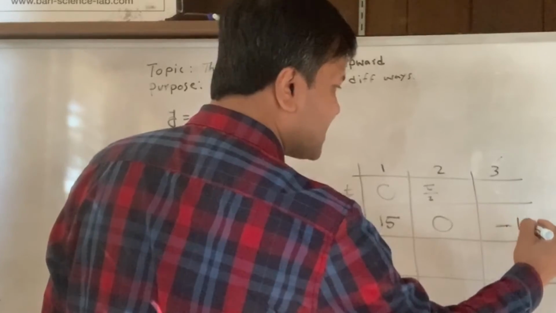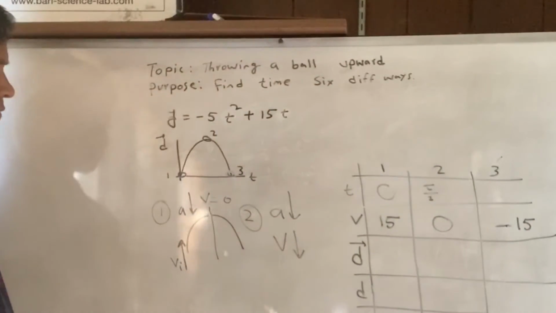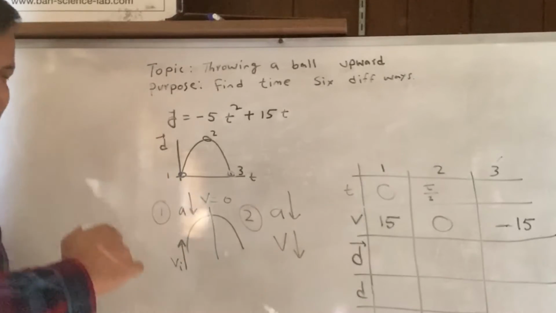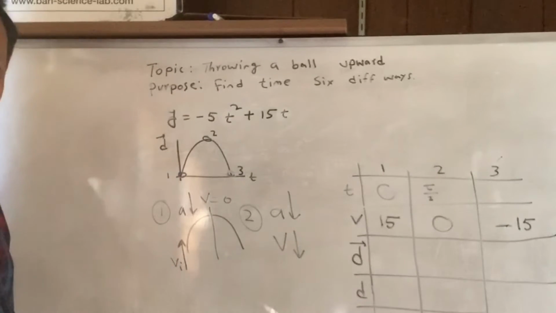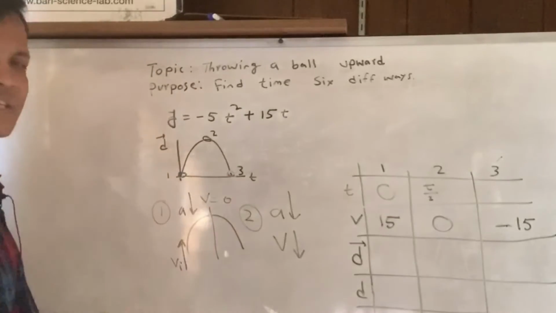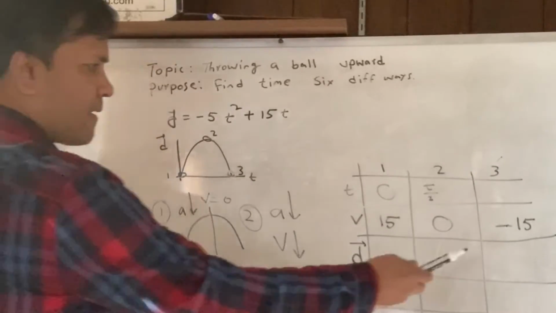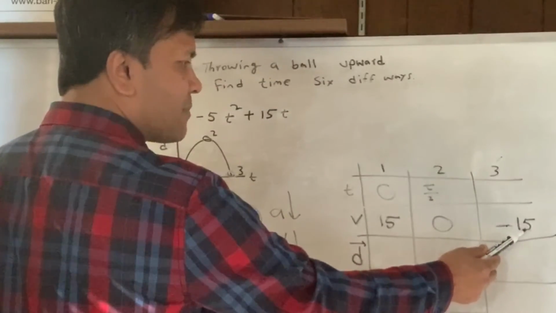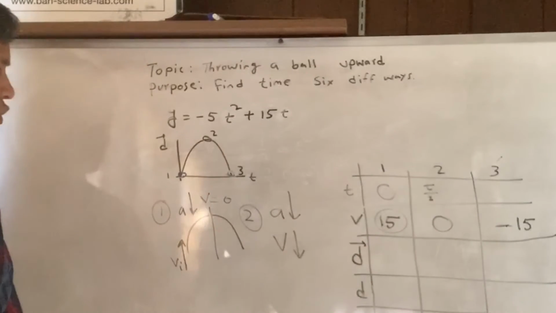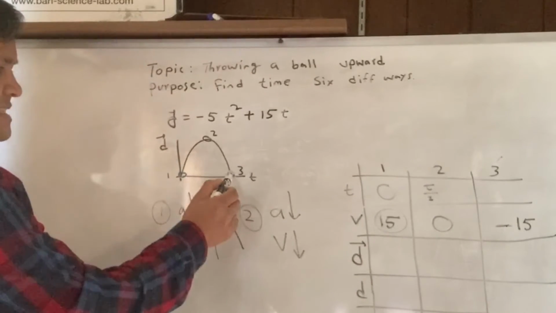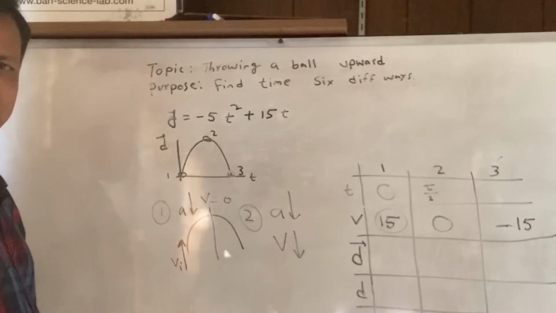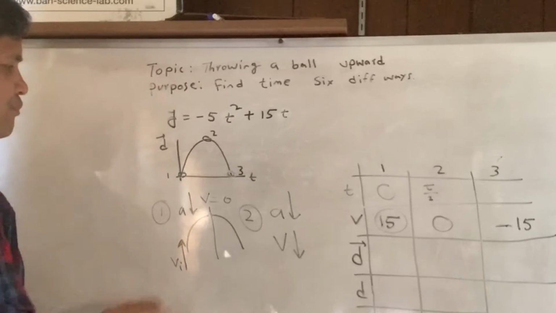What is the reason it is -15? It is -15 because ball land exactly at the same location the ball starts from. If the ball lands exactly at same location ball starts from, then the velocity is equal in magnitude of the initial velocity but opposite in direction. So this is positive 15, this is -15, which is equal in magnitude but opposite in direction. Okay.